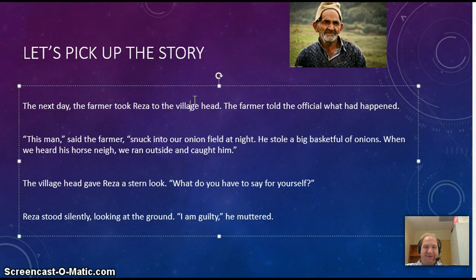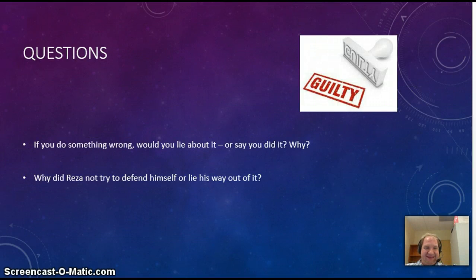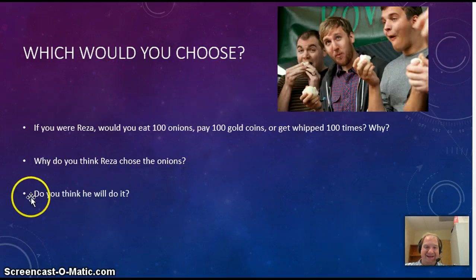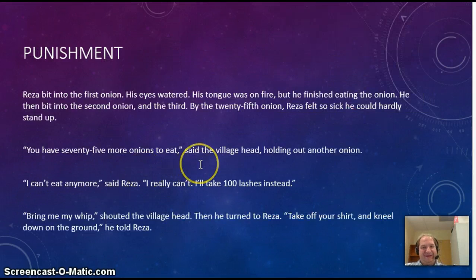So back to the story. Our young man Reza, he goes to the village elder, an old man. He feels bad about it. A little bit of reflection question we can go over in class. He's given a choice. He can either pay 100 gold coins, he can take 100 whips, or he can eat the 100 onions he stole. So he says, okay, onions, I can do that. A little bit about what you would choose.